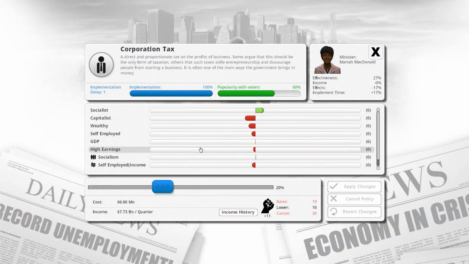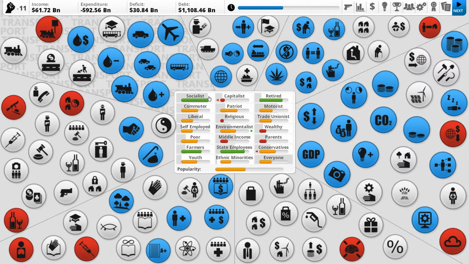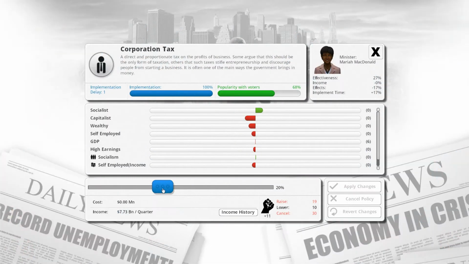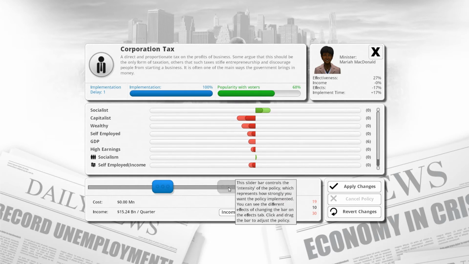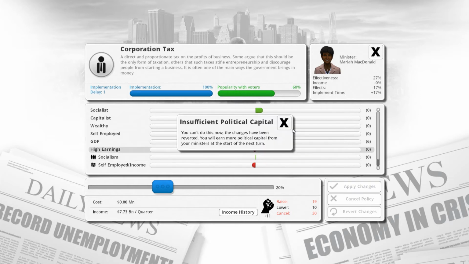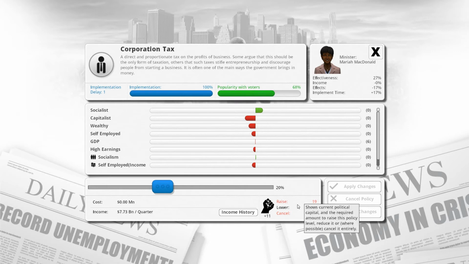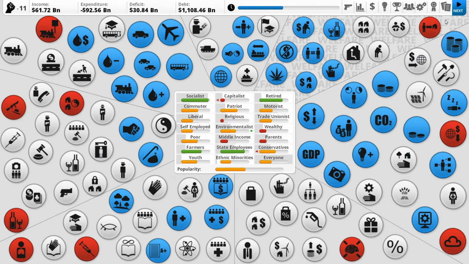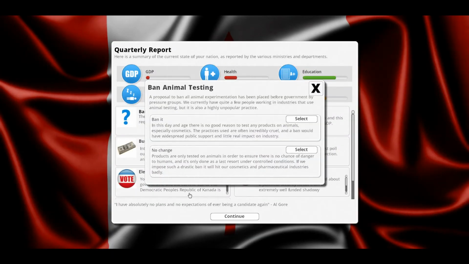Let's raise corporation taxes, maybe. Do we have more capitalists or socialists? Quite a few more socialists. So let's raise these taxes. It's currently at around 7 billion. Ooh, that's gonna hurt the GDP too. This is gonna be a drastic increase, but I kind of need it. Oh, I can't even. I need 19, so let's wait a turn. How did I not notice that?